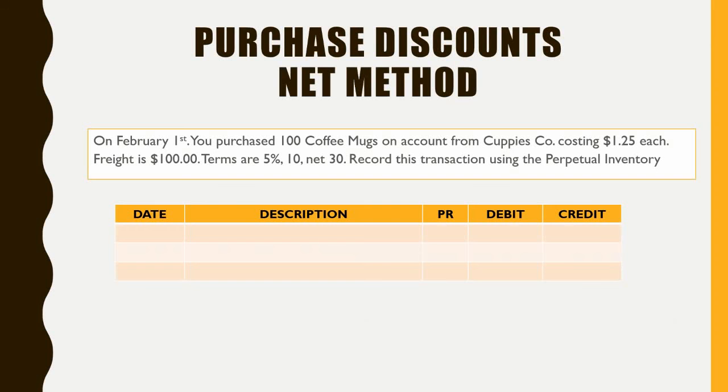Let's take a look at the net method first, just because we already know what the gross method looks like. Here's an example: on February 1st, you made a purchase of 100 coffee mugs on account at Cuppies Co., each cup costing $1.25, with the freight costing you $100. Terms are 5/10, net 30. How am I going to record this transaction?